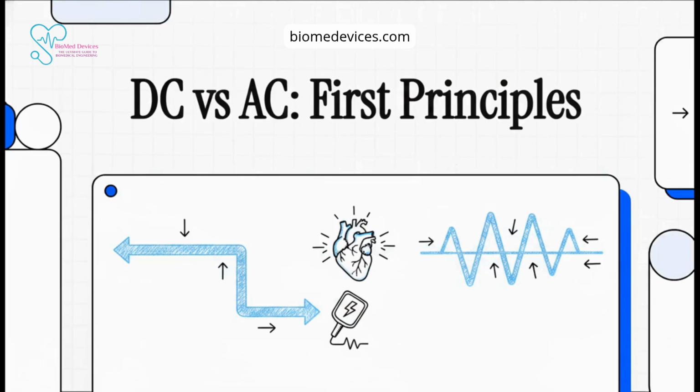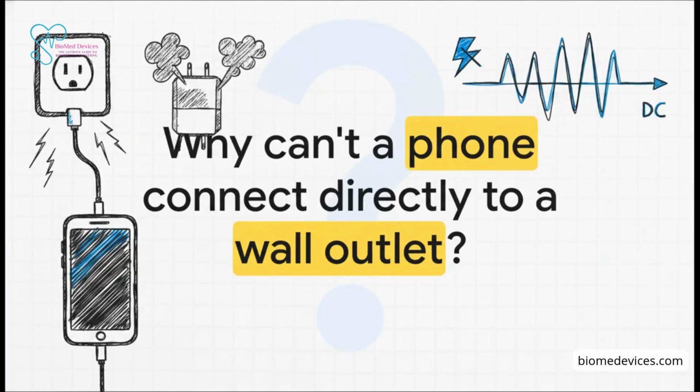Welcome to today's Explainer. As first-year biomedical engineering students, you are stepping into a world where electronics and human biology are intimately connected. So let's just jump right in. Today, we're going back to absolute first principles to really understand the two main flavors of electrical power, direct current and alternating current. We're going to build a rock-solid conceptual foundation that you will use throughout your entire career designing life-saving medical devices.